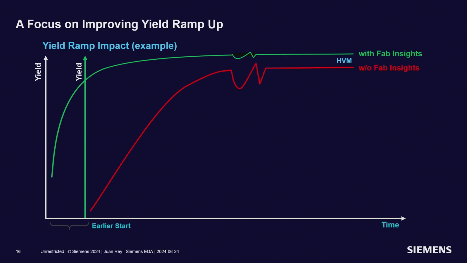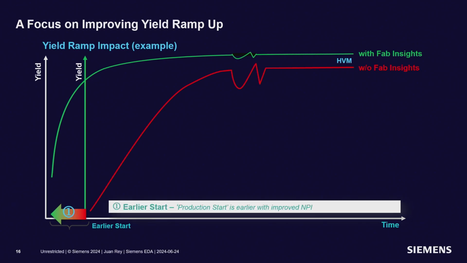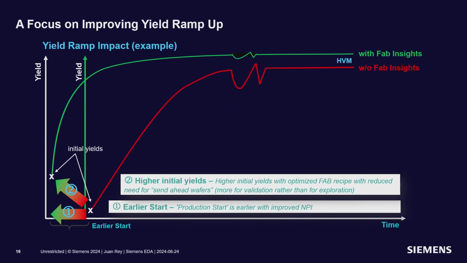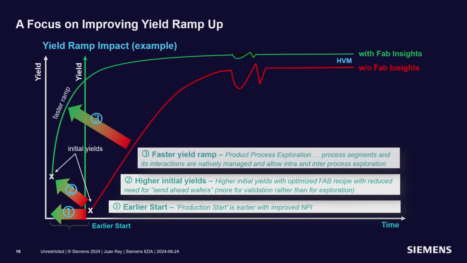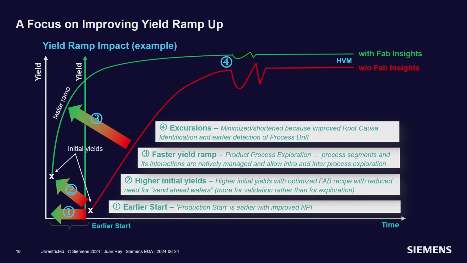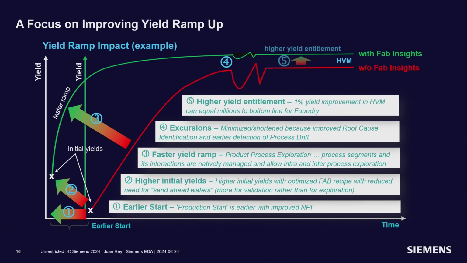So the first one shows that you are starting kind of late to start operating your facility. So we are after helping to improve and start ramping up to production earlier. Second area is to have a higher yield at the start of operation. Third area is to get a faster yield ramp up, as shown here on the slope of the green curve that is steeper than the one on the red one. Being able to deal with semiconductor manufacturing process excursions, either because you minimize the excursions or you minimize the time to actually bring the process under control. And lastly, get a higher yield entitlement.